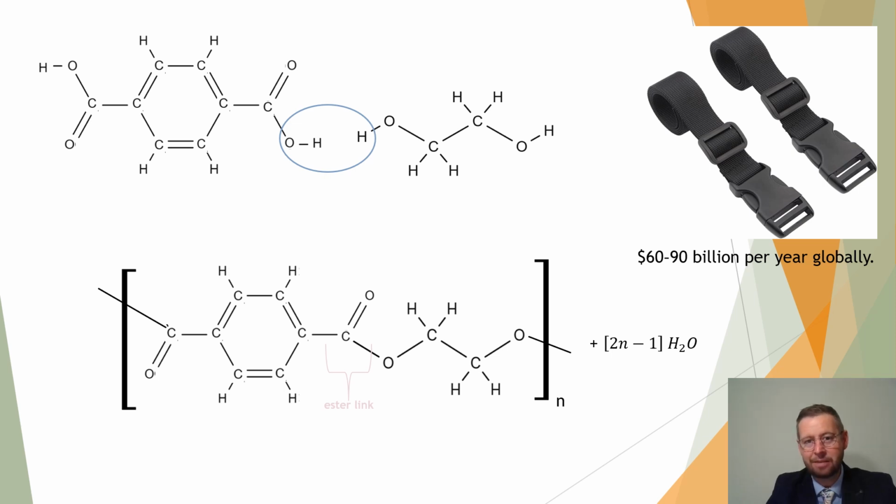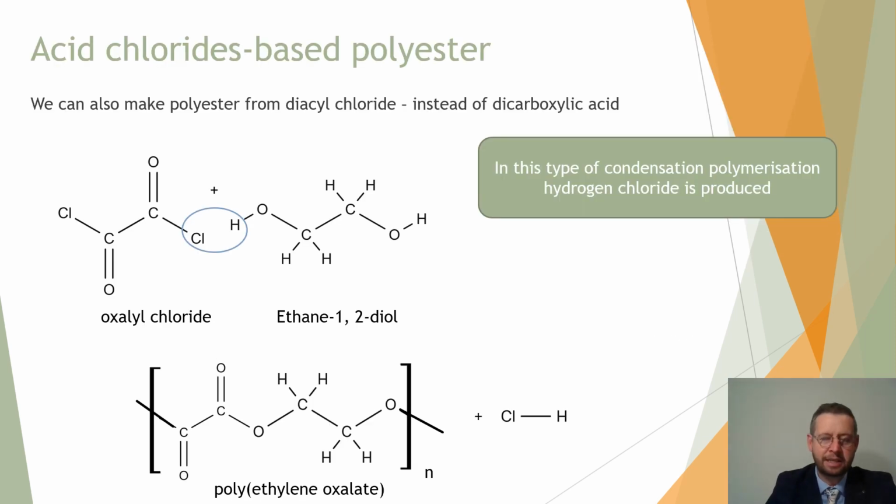And now that is used in backpacks across the world. It's a major material, to the point where the total industry for this one polymer is about $60 to $90 billion per year. Globally, it's huge business. Now, in that previous example, the small molecule that was released was water. And we did say that it didn't have to be, that condensation polymerization can release some other small molecules.